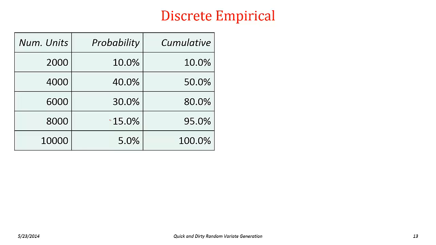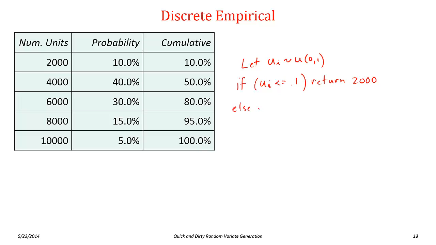And so what we'd like to be able to do is sample values from this empirical distribution. And so this is a very straightforward process as long as we do this programmatically. So what we're going to do is we're going to let UI be uniformly distributed between 0 and 1, as we always do. And then we're going to simply evaluate this UI versus these cumulative values. And so we say if UI is less than or equal to 0.1, which is 10%, and we're going to return 2000.